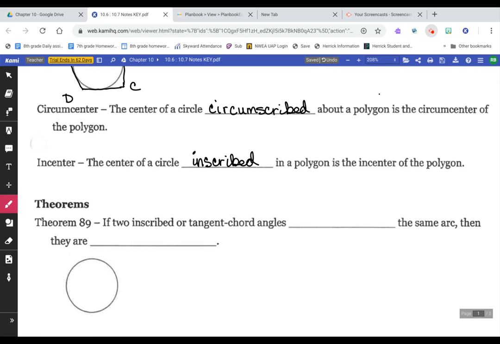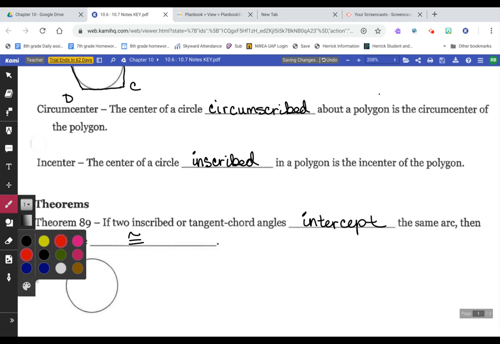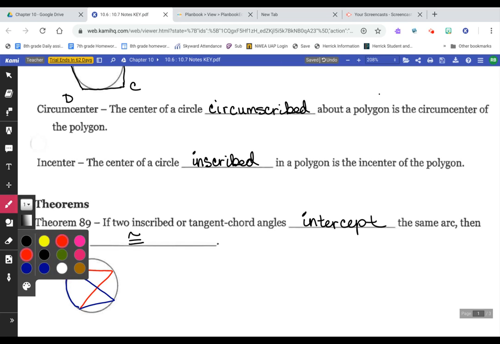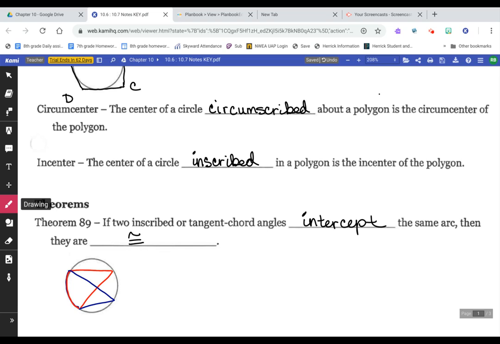Okay, let's talk about our theorems. Theorem 89 states that if two inscribed or tangent chord angles intercept the same arc, then they are congruent. So let's draw two inscribed angles. So here's one inscribed angle, and another one could be like that. Because the arc for the blue angle is right here, and that is the same intercepting arc for the red angle, it means that these two angles are congruent.